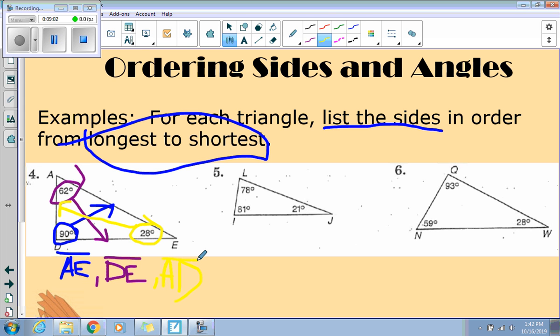Okay? All right, we're going to do it again for 5. So for 5, again, we're looking for our biggest angle, which happens to be 81. If we go out from 81, we're at side LJ. So LJ would be first because it was our largest. And then our next largest is 78. So if I go out from 78, I'm at IJ. And then the smallest angle is 21, so the smallest side will be LI.